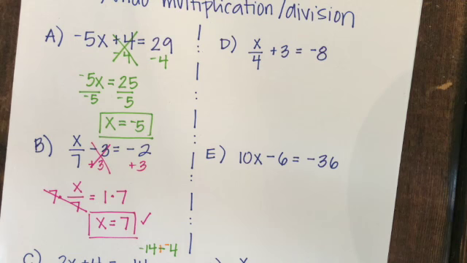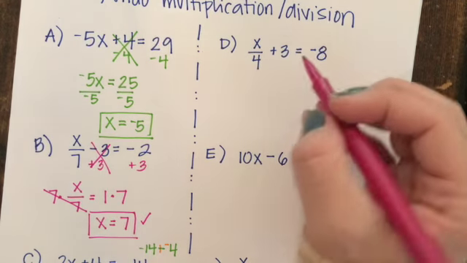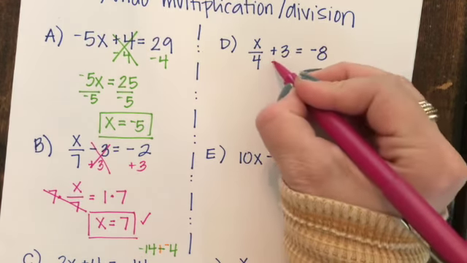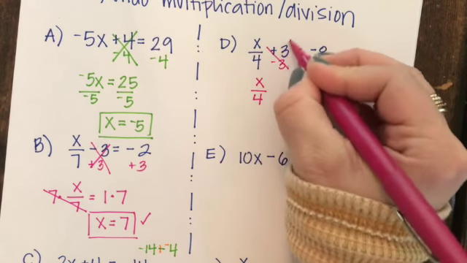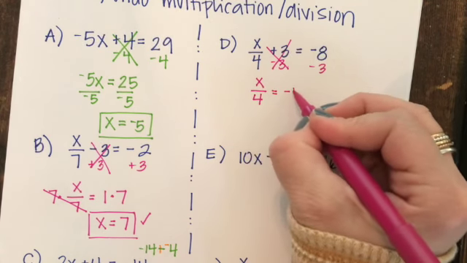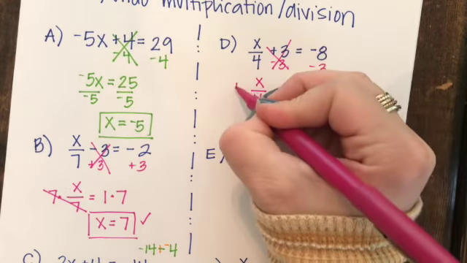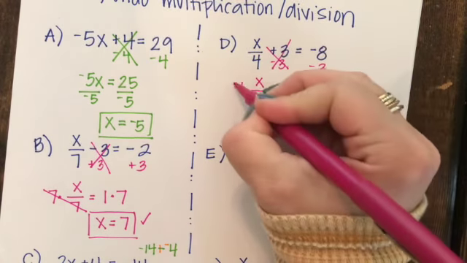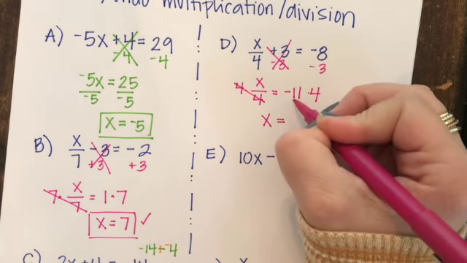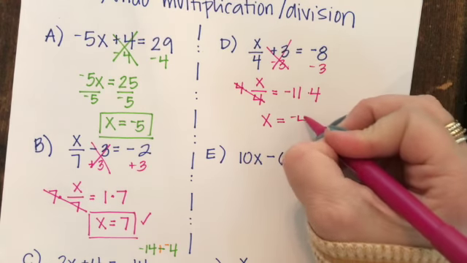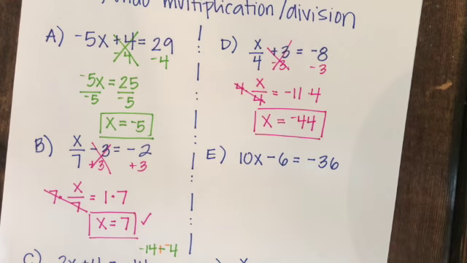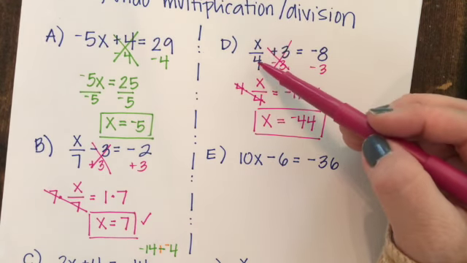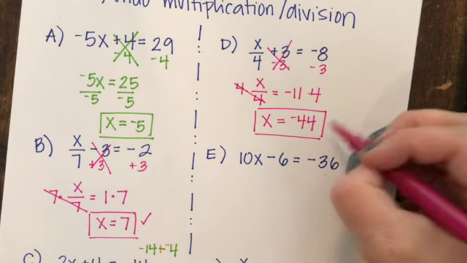Okay, so let's go ahead and check your answers for D, E, and F. The first thing you should have done up here is subtract 3. That leaves you with x divided by 4 equals negative 11. Now I want to multiply both sides by 4. X equals negative 11 times 4 is negative 44. And it makes sense because negative 44 divided by 4 is negative 11. Negative 11 plus 3 is negative 8.